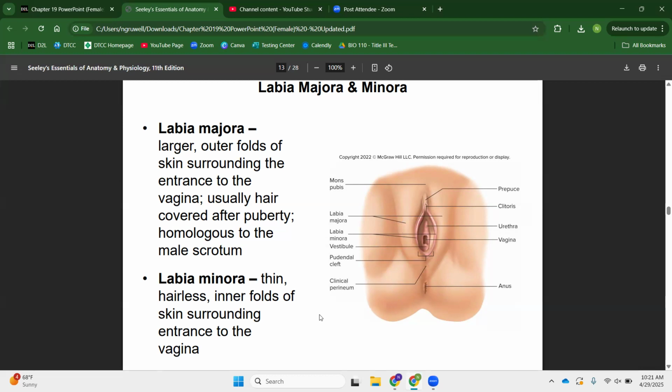Labia minora are going to be much thinner. They're also going to be hairless, but they're still just folds of skin that are surrounding that opening.